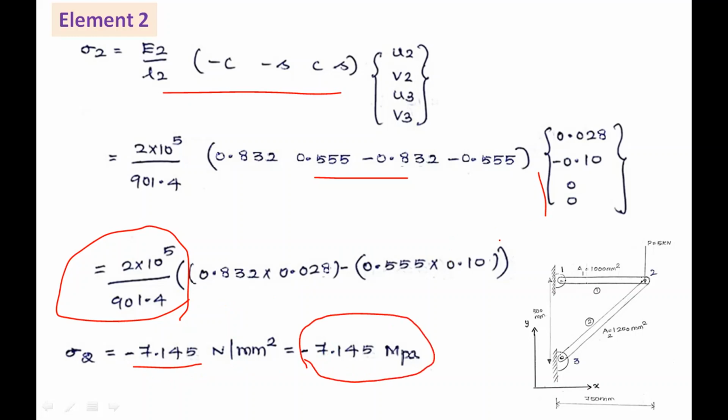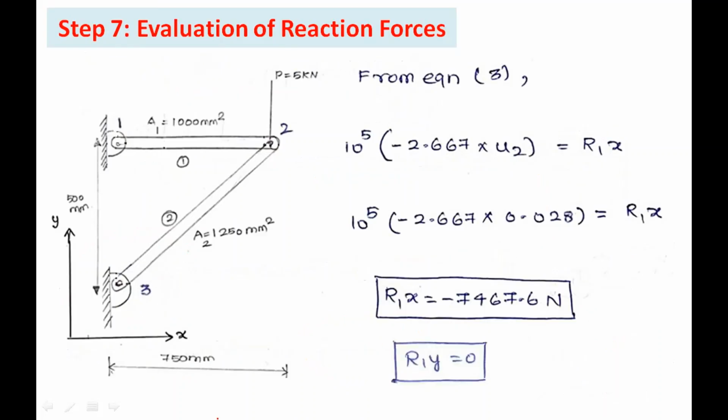The load is acting as a compressive load for element 2, that is why we are getting the compressive stress. So now we have to evaluate the reaction forces. We will see how to evaluate the reaction force. For this we have to use the global characteristic equation. So we have to evaluate the reaction at node 1 and the reaction at node 3. Node 1 we have R1x, R1y, node 3 R3x, R3y.